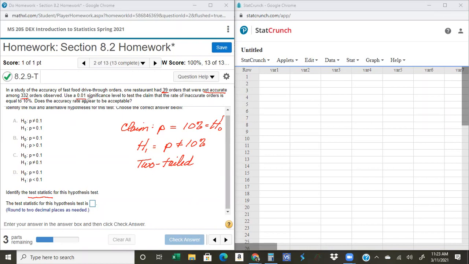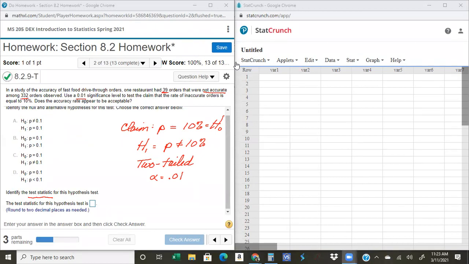We also know here that alpha is going to be 0.01 for this problem. Now, we don't actually put alpha in when we're doing the hypothesis test. If you're doing a confidence interval, you will put alpha in as part of your information.